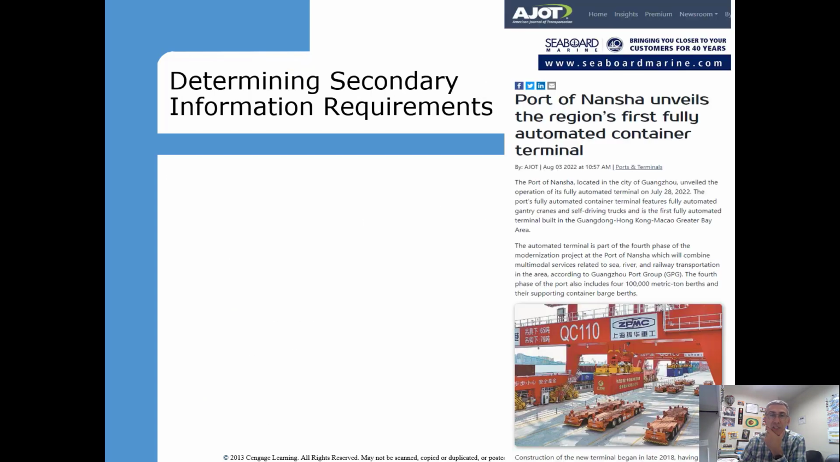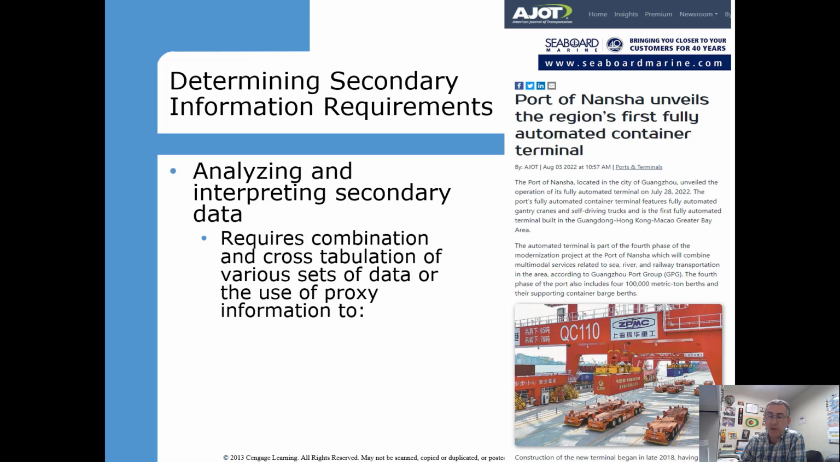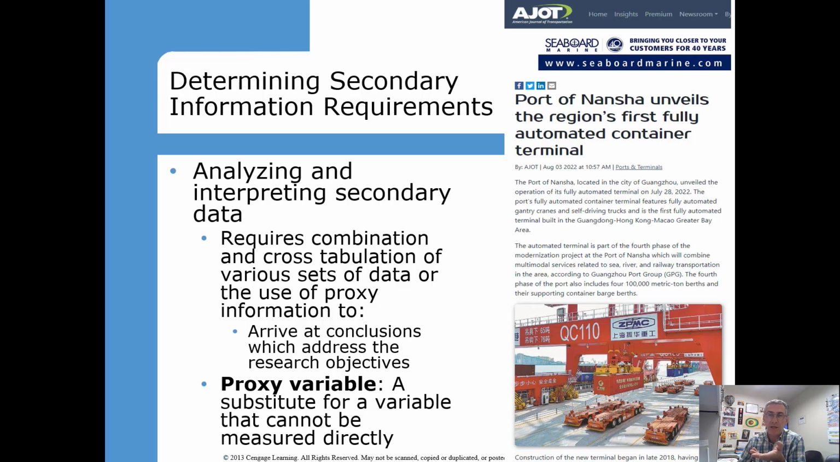So how do you determine your secondary information requirement? Analyzing and interpreting secondary data requires a combination and cross-tabulation of various sets of data, and the use of proxy information to arrive at a conclusion which addresses the research objective. What that requires you to do is ensure that you're comparing an apple to an apple. There's something called a proxy variable. It's a substitute for a variable that cannot be measured directly.